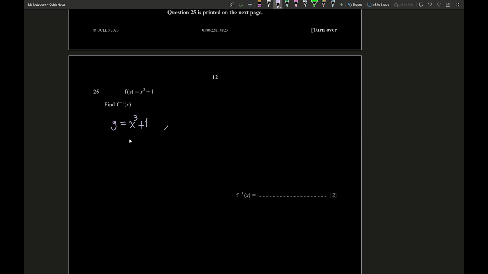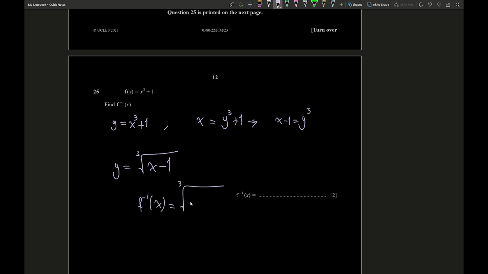And to find the inverse of this function, you'll have to replace y with x and x with y. So x is equal to y raised to the power of 3 plus 1. Your goal is to make y the subject, and that would be your inverse. So to make y the subject, you'll have to subtract 1 from both sides, giving you x minus 1 is equal to y raised to the power of 3, and then take the cube root from both sides. So y is equal to the cube root of x minus 1, and that would be your inverse function. The inverse of f of x would be equal to the cube root of x minus 1.